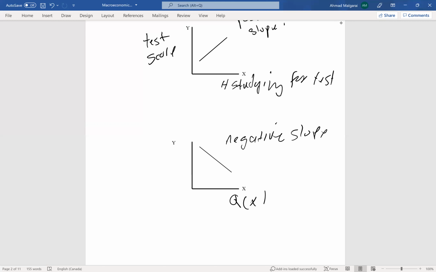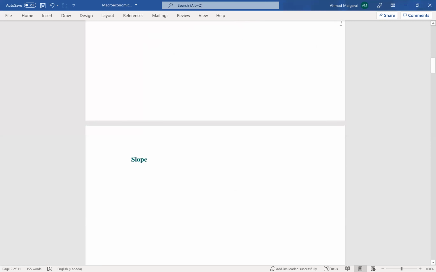If the price goes down, consumption goes up. If the price goes up, consumption goes down. Means that there is a negative relationship. One goes up, the other goes down. Now, this brings us to the issue, as we already mentioned, the issue of slope.